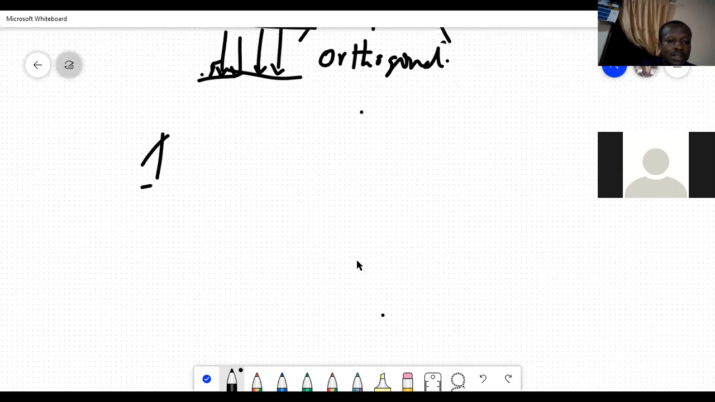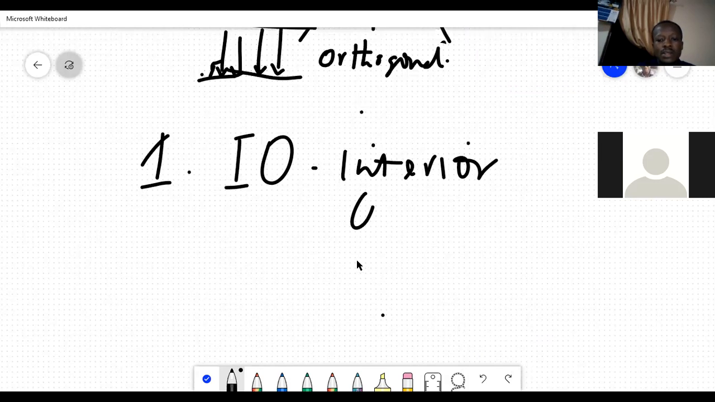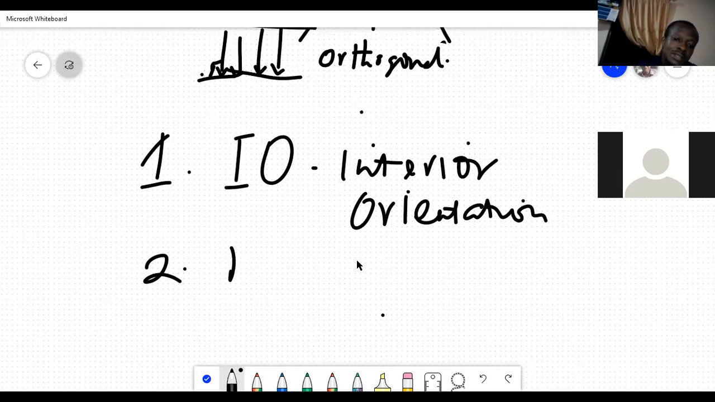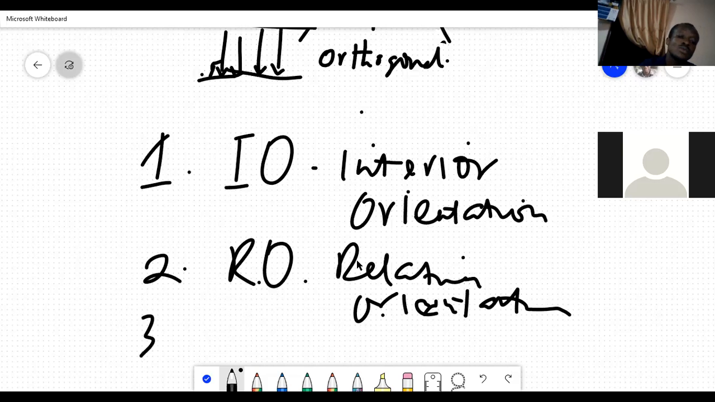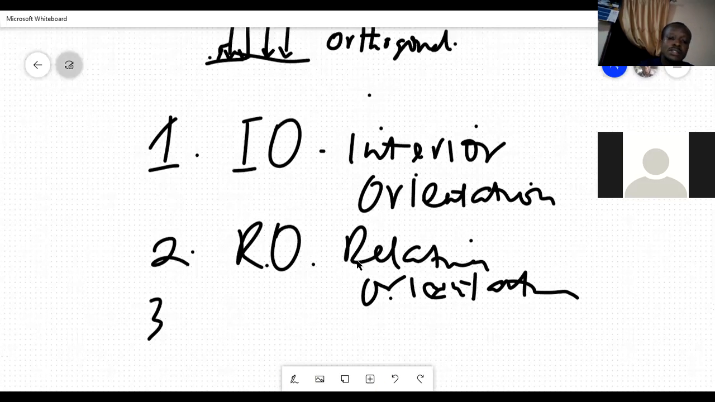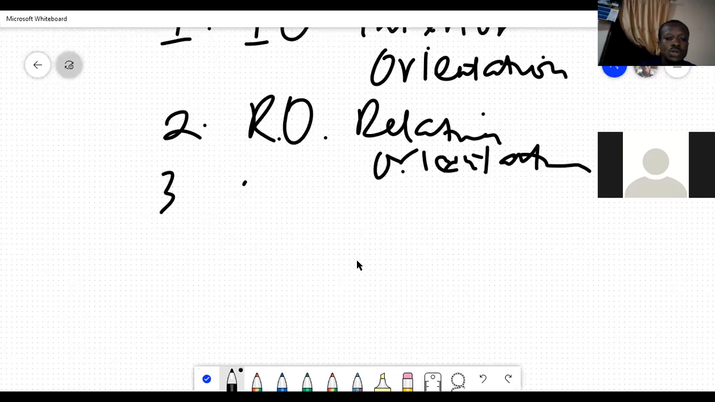The first one is IO, which is actually interior orientation. Interior orientation. Okay, the second one is relative orientation, RO. Okay. Then the third one is absolute orientation, AO.